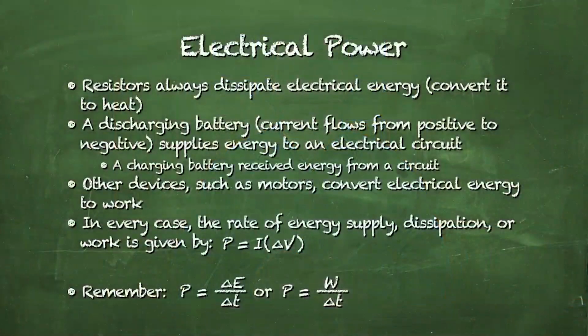Finally, let me introduce the concept of electrical power. Resistors always dissipate electrical energy. They convert it to heat. A discharging battery, meaning that current flows from the positive to the negative terminals of the battery, supplies energy to an electrical circuit. A charging battery is receiving energy from an electrical circuit. So if you have a current flowing into the positive terminal of a battery, then you're actually charging that battery.